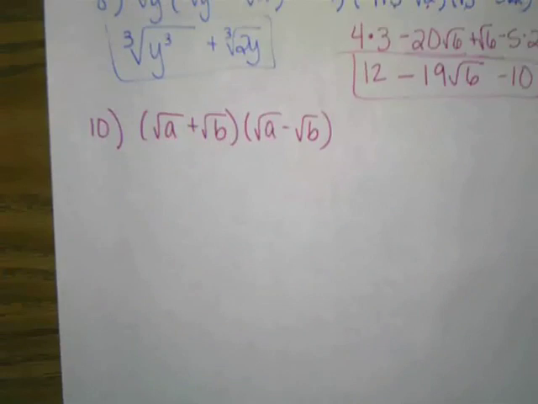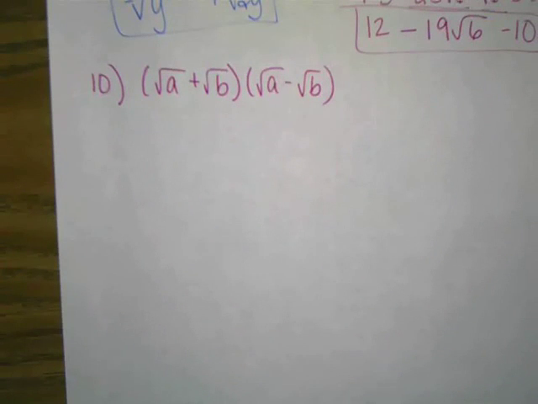Square root of a plus square root of b times the square root of a minus square root of b. So please go ahead and try this. I would push pause.